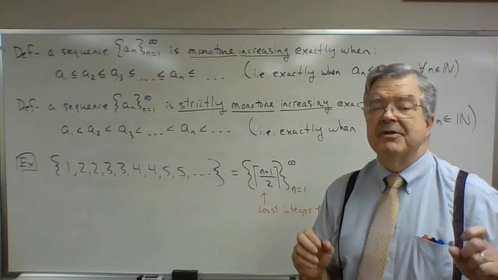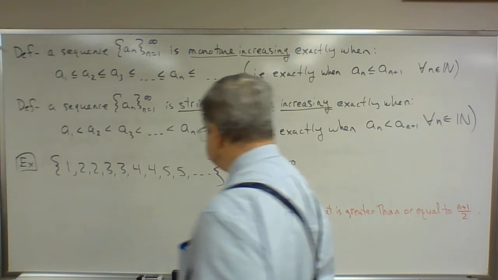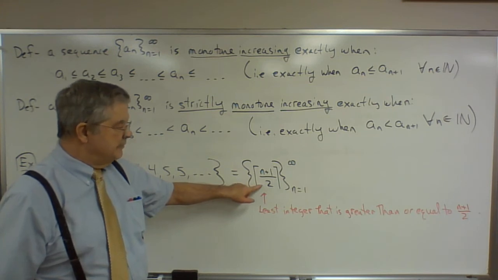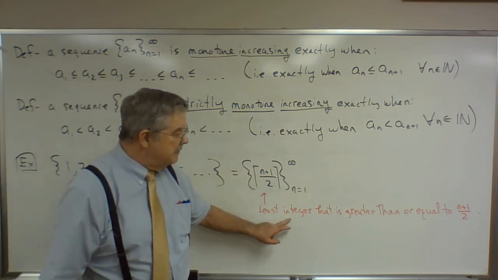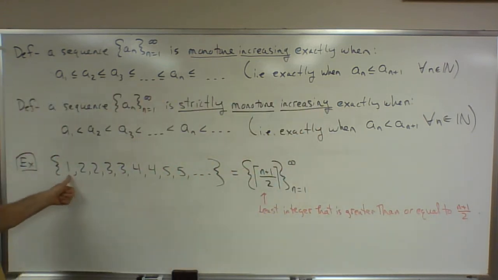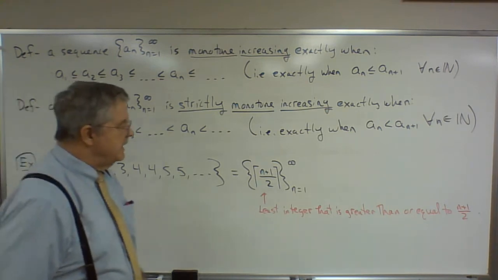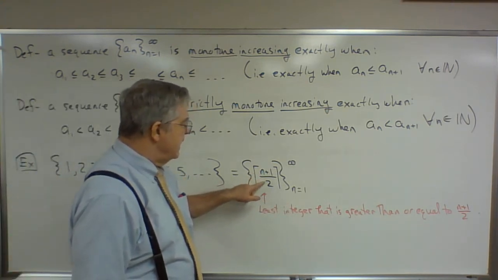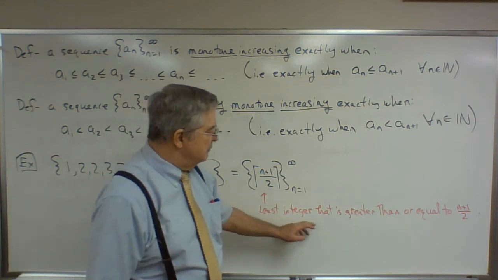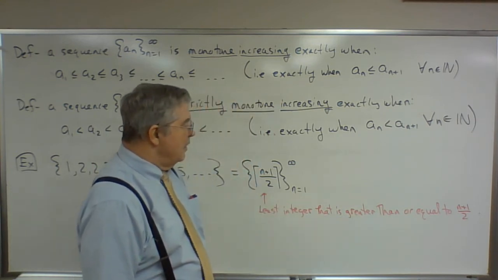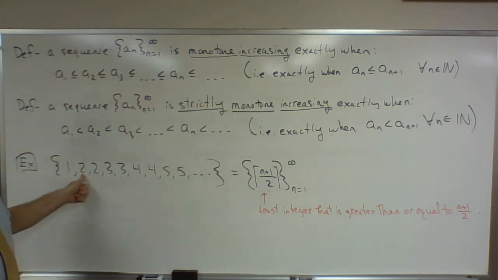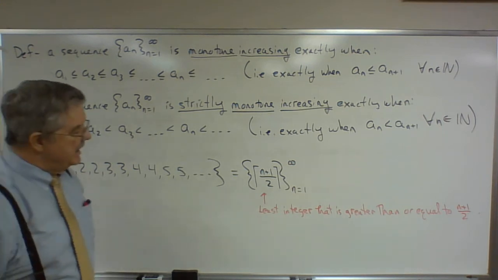Let's just try the first few values and see how it works. Let's let n equal 1. That will give us 2 over 2, which is 1. The smallest integer that is greater than or equal to 1 is 1. Now let's let n equal 2. That gives us 3 halves, which is 1.5. The smallest integer that is greater than or equal to 1.5 is 2, right? Well, here it is.